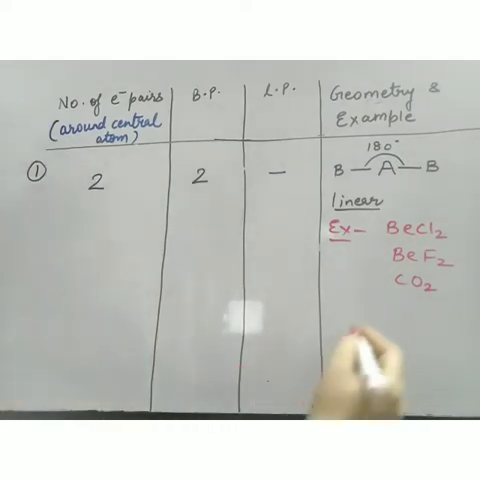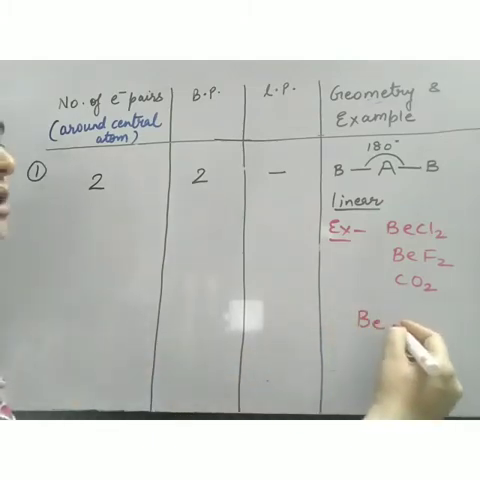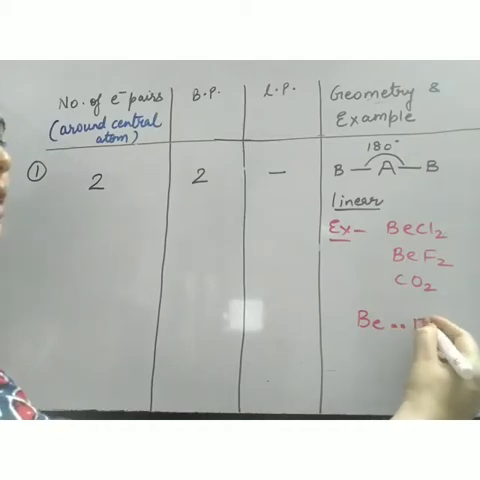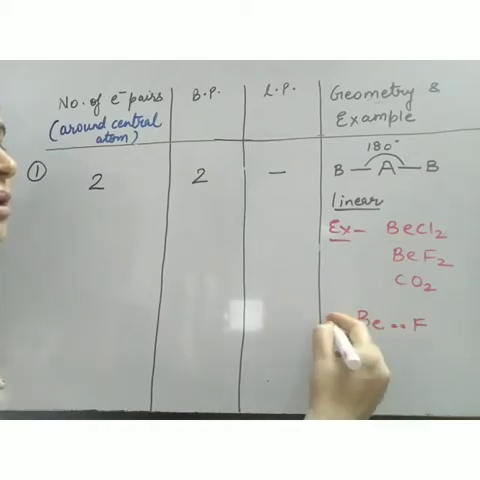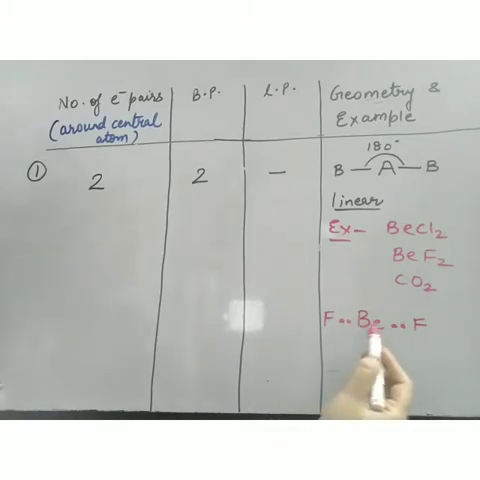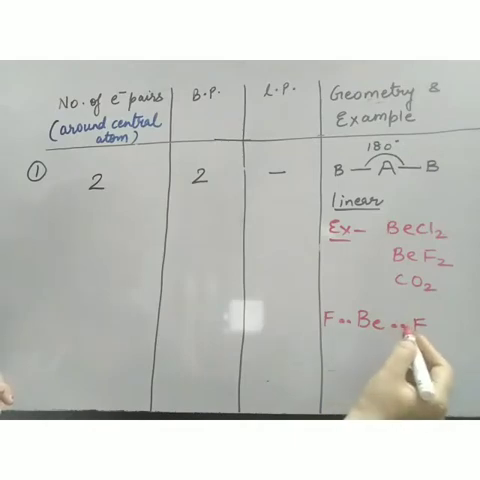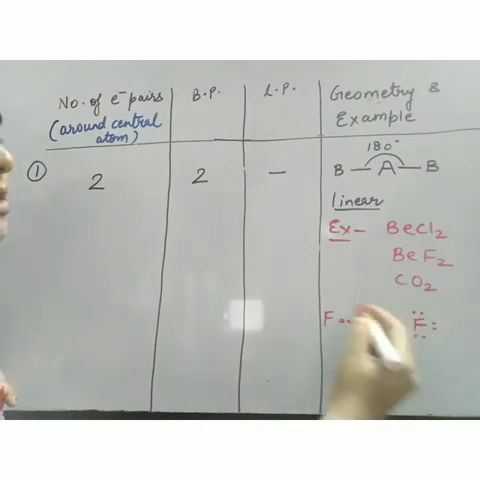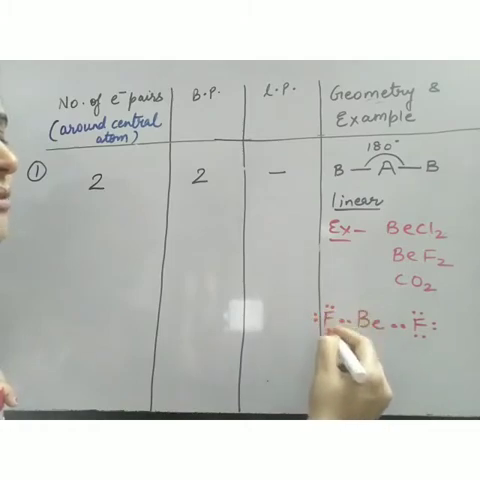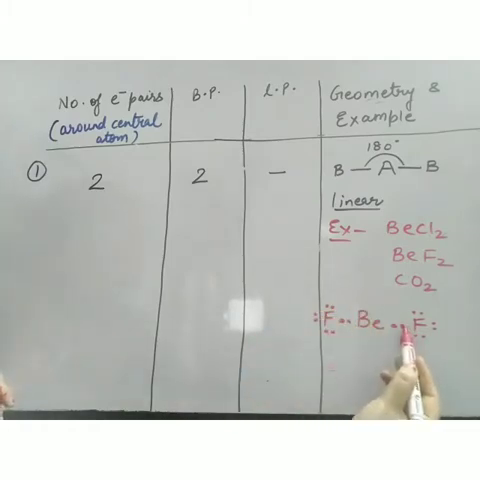So I can make, now this is my central beryllium. I can explain one example. Now this is the first bond pair to fluorine, and this is the second bond pair to the fluorine. Now beryllium has only 2 electrons in the valence shell, so it has given 2 electrons. Fluorine has 7 electrons in the valence shell, 1 electron it has given here.